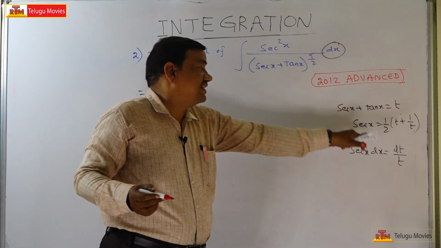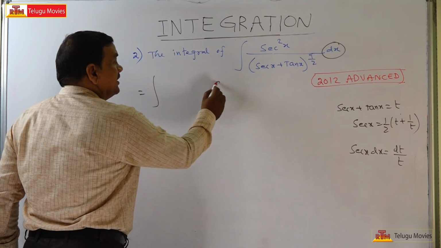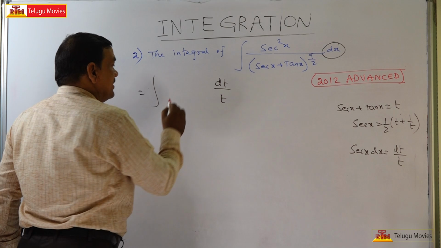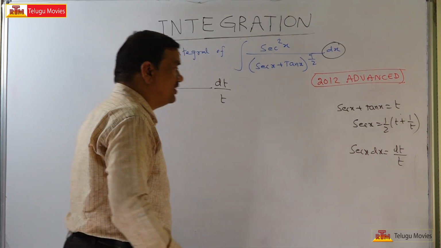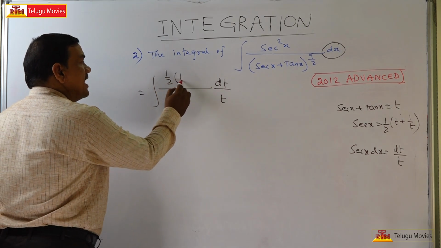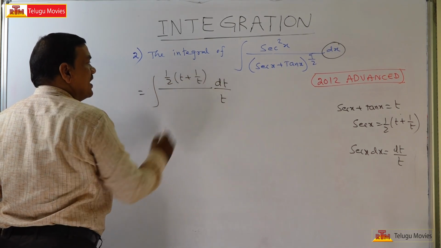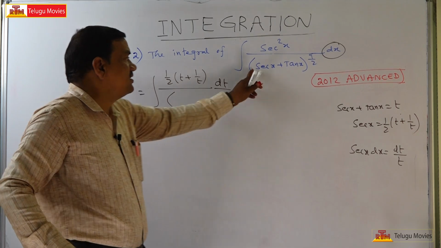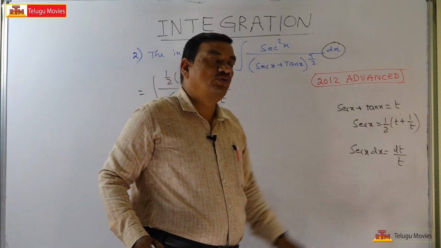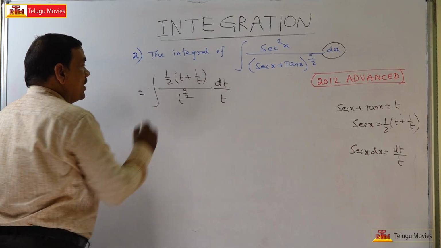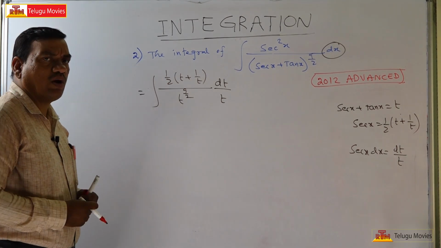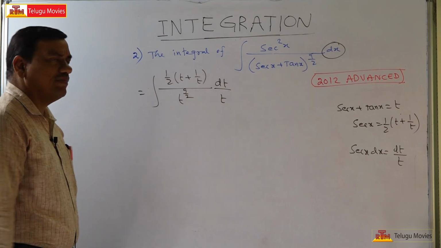1 by secant x dx is equal to dt by t, dt by t divided by 1 by secant x is equal to this, that is equal to 1 by 2 times t plus 1 by 2. This is, secant x plus tan x is equal to t to the power of 9 by 2. Okay, now how to proceed with this problem? Very nice, almost the problem is over.